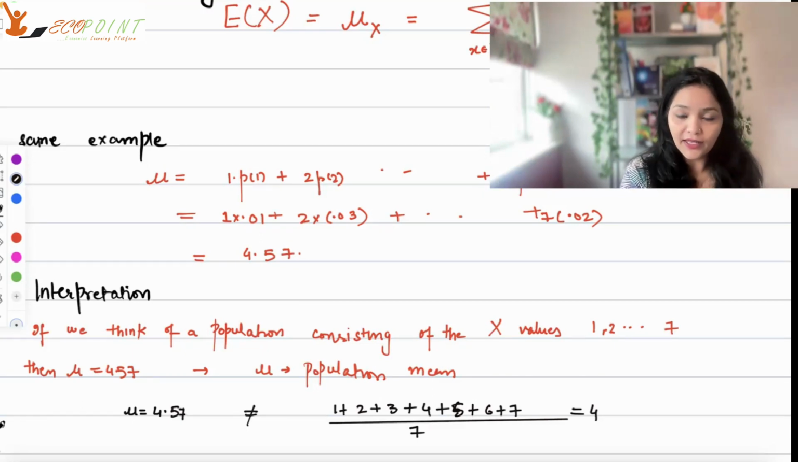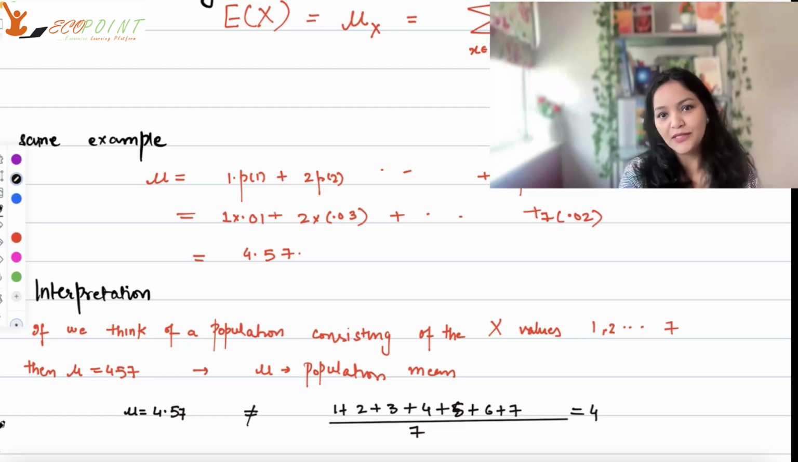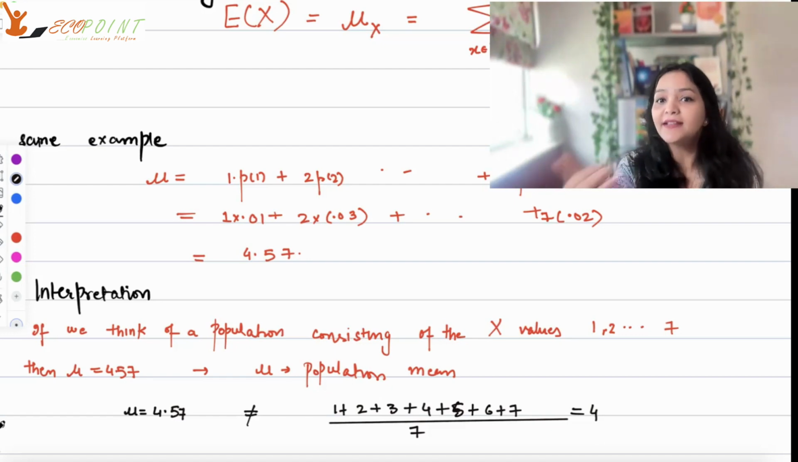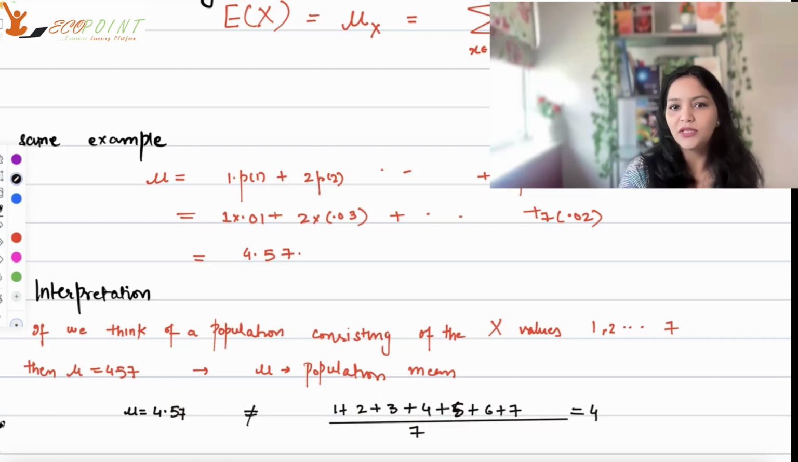4.57 is the expected value, but that doesn't mean that if you pick any one particular student from this data set, you will get the answer as 4.57, because nobody can choose 4.57 courses. You can choose one course, two courses, three, four, five, six, seven courses. But 4.57 doesn't make any sense. So 4.57 is the expected value, but you do not expect X to take any value like this. So that is also one thing that you should keep in mind.